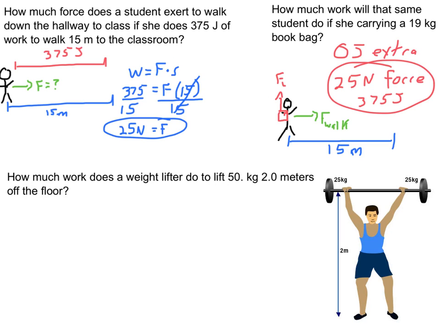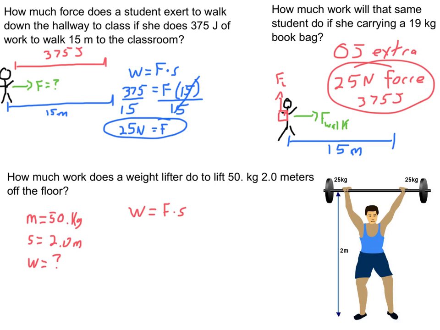Next question that I want to go into, we have our weightlifter over here, like you saw in the first slide, and we want to see how much work the weightlifter does to lift 50 kilograms 2 meters off the floor. First thing I need to realize is mass, my 50 kilograms, is not a force. So whenever I create my variable bank and I rewrite my equation, I start substituting in, that 50 kilograms does not go in for force. In fact, I have to figure out what force this is.